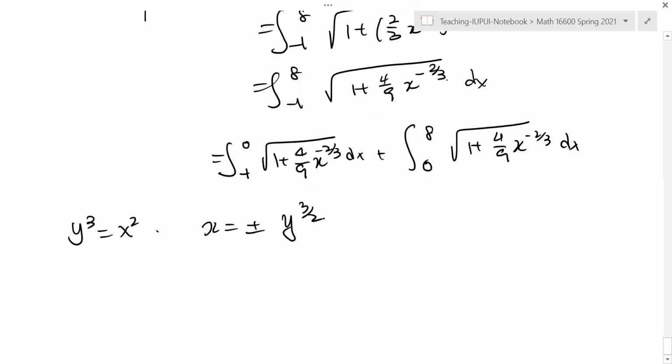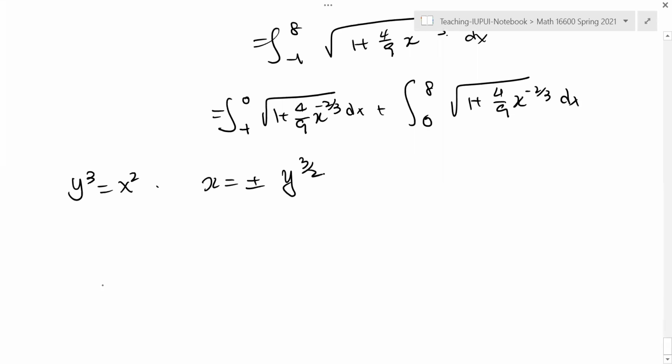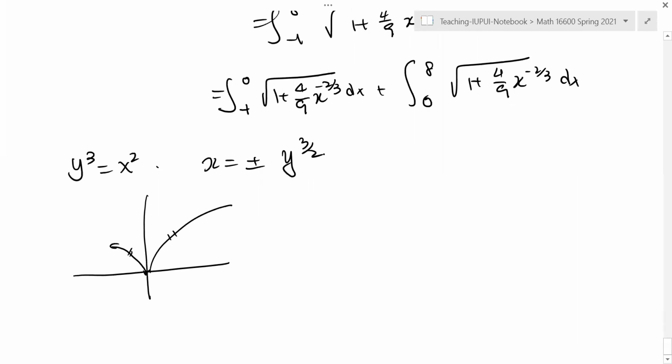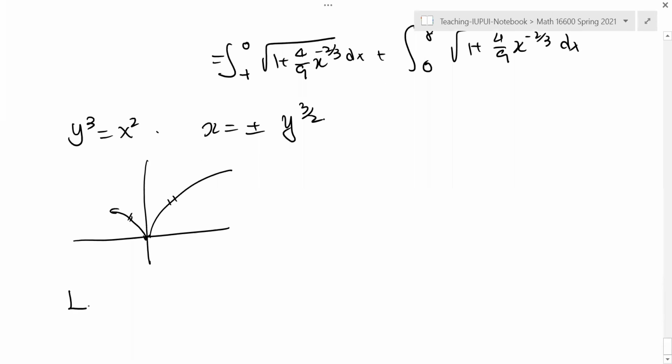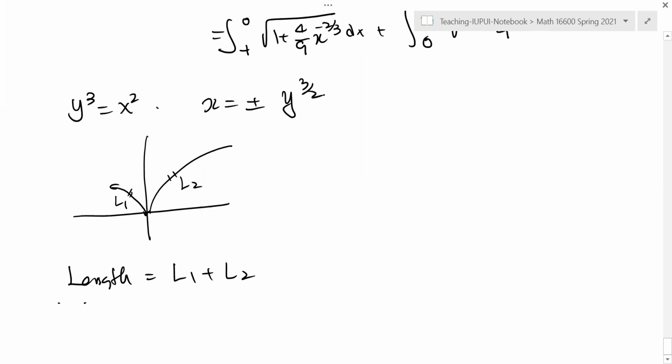And in that case, if you want to evaluate, you still have to use two integrals. You find the length of these two pieces. Okay, so the length is going to be this one, L1. This is L2, right?